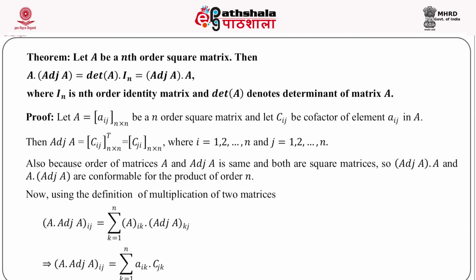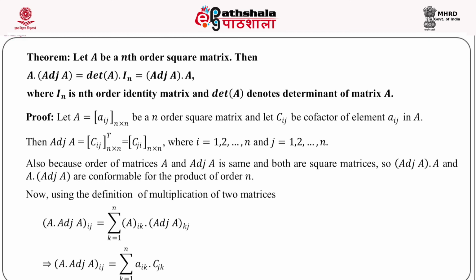Let A be any n order square matrix and Cij be the cofactor of Aij in A. Then the adjoint of A is the transpose of the cofactor matrix. So it will be equal to the Cji-th element of an n cross n matrix, where i varies from 1 to n and j varies from 1 to n. Also, because the orders of matrix A and adjoint A are the same and both are square matrices, adjoint of A into A and A into adjoint of A are conformable for the product of order n.